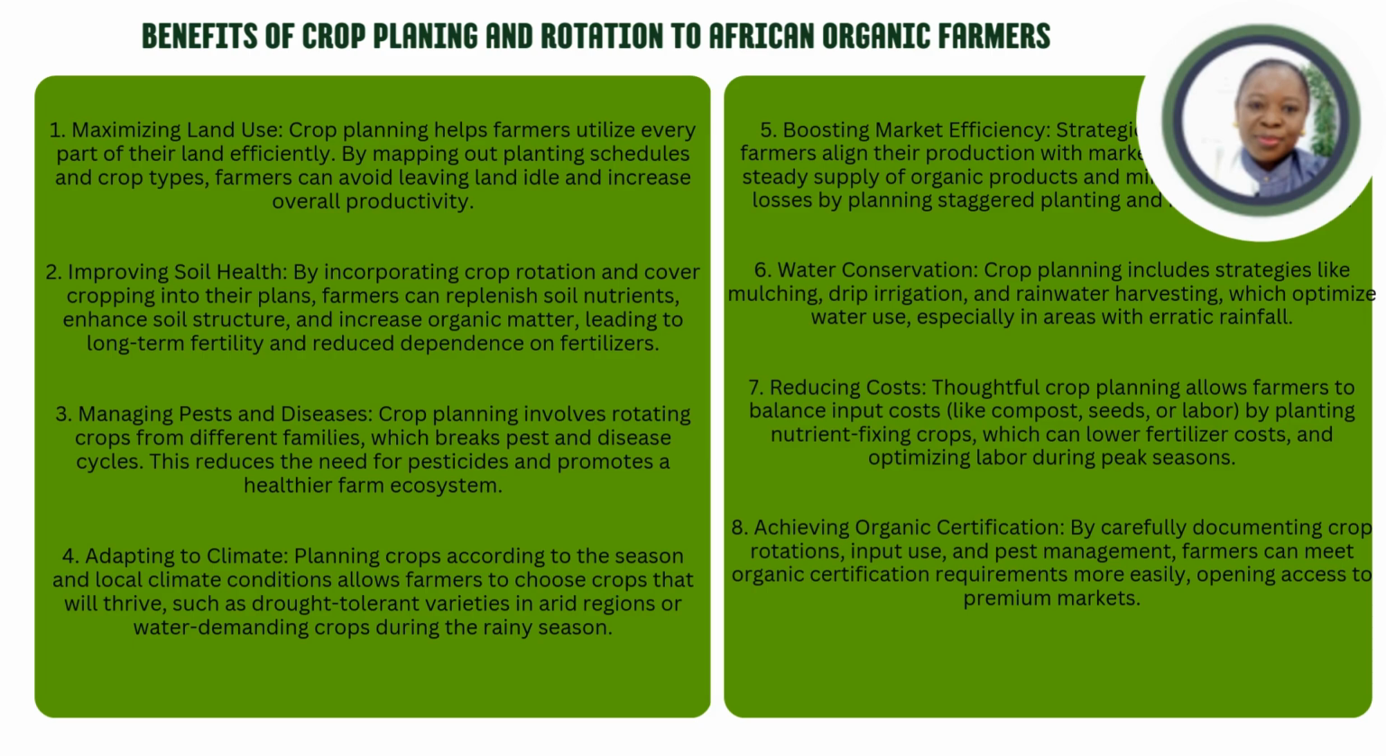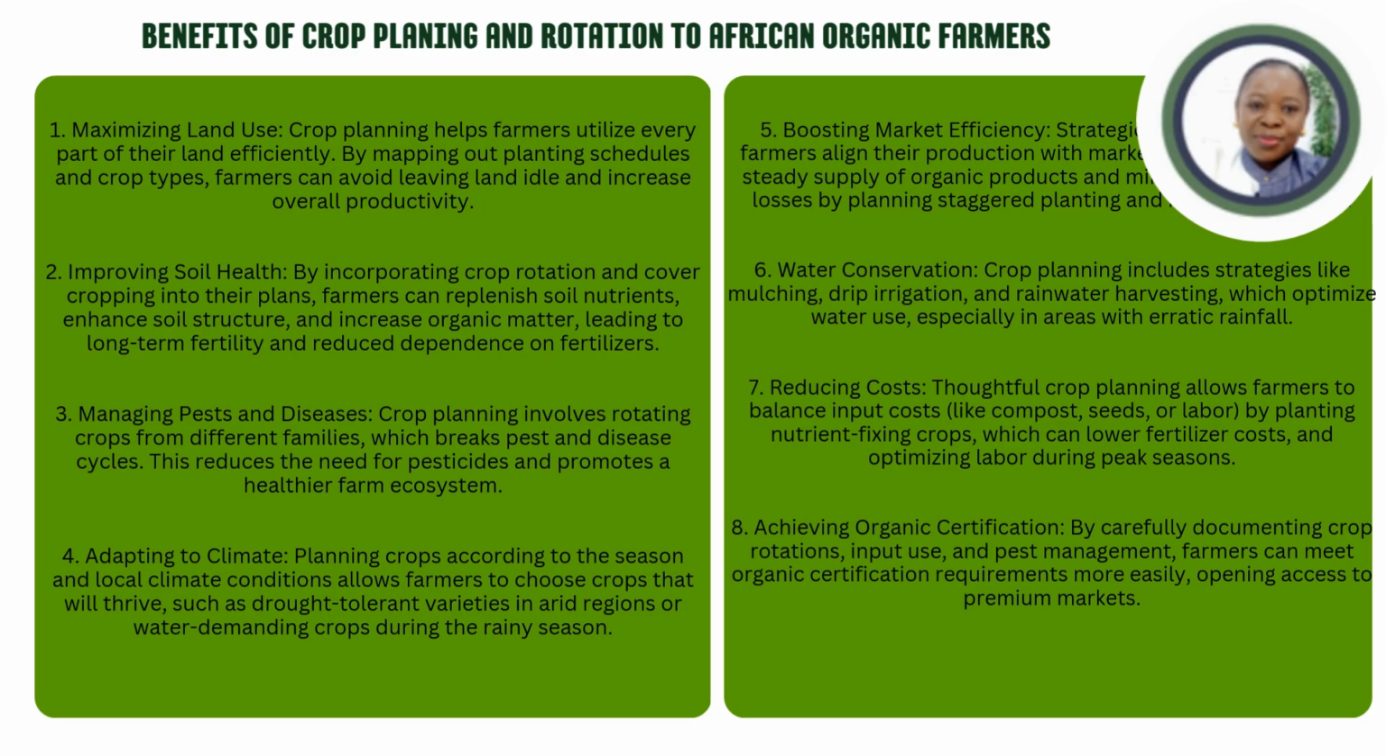Two. Improving soil health. By incorporating crop rotation and cover cropping into their plans, farmers can replenish soil nutrients, enhance soil structure, and increase organic matter, leading to long-term fertility and reduced dependence on fertilizers. Three. Managing pests and diseases. Crop planning involves rotating crops from different families, which breaks pest and disease cycles. This reduces the need for pesticides and promotes a healthier farm ecosystem.